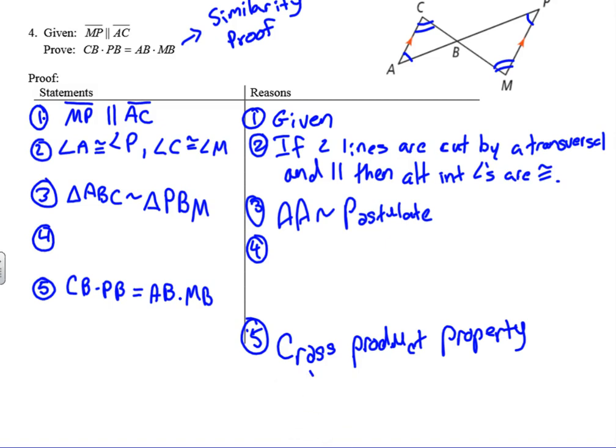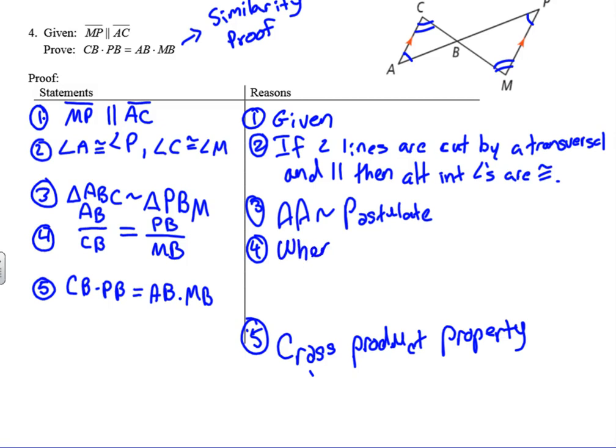So here's how I go. I kind of work backwards when I do these questions. In a proportion, we multiply the things that are across from each other. So CB and PB are going to be multiplied together, and AB and MB are going to be multiplied by each other. So I look at the final step and I work back to set up the proportion. Now, why can we set up a proportion?